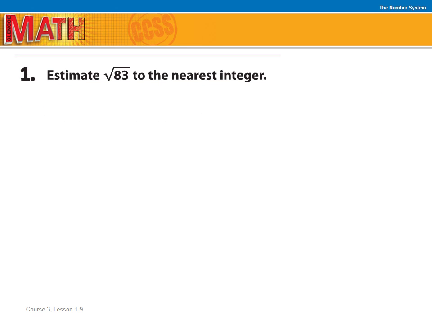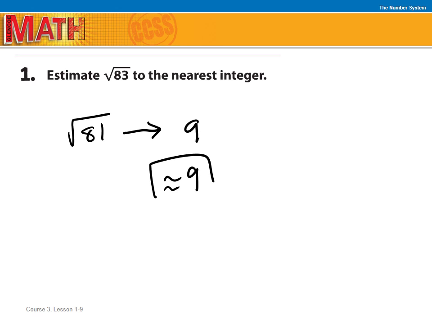Our first example tells us to estimate the square root of 83 to the nearest integer. So I know that the square root of 83 is pretty close to the square root of 81, only 2 places to the left. We know that the square root of 81 is 9. So to estimate the square root of 83, we're going to say approximately 9.